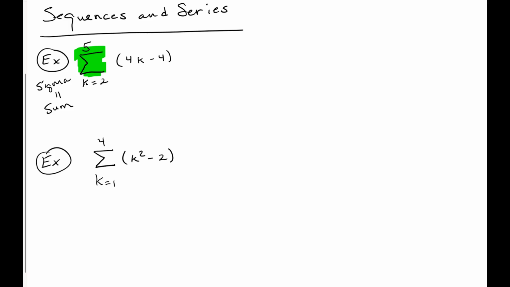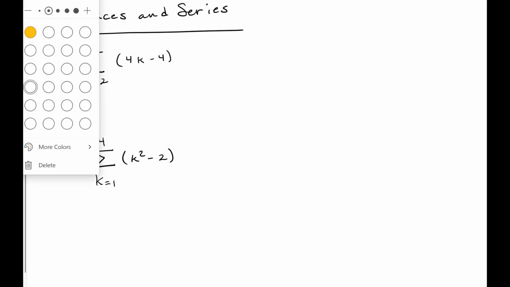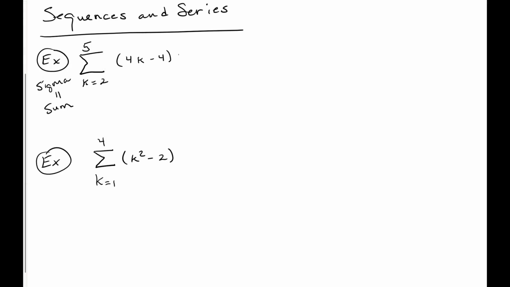So if I am looking at the sum of something, I'm going to look at the sum of numbers from k equals 2 to k equals 5. So let's go ahead and see what that looks like. Well, we're going to plug in k values right there. So suppose when I plug in 2, what do I get? Well, I'm going to get 4 times 2, which is 8 minus 4, which is 4. So when I plug in 2, I get 4.